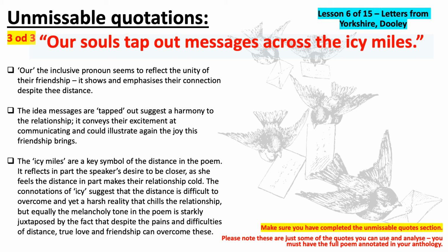And on one level, talking about them as icy almost reflects the speaker's desire to be closer to the countryside and closer to the person she is writing to. It could be on one level suggesting that it may seem like the distance in their relationship makes their relationship cold, as the connotations of icy obviously suggest it is difficult and harsh, maybe that the relationship is chilled by the distance. But equally, the melancholy tone in the poem is starkly juxtaposed by the more upbeat message of the poem, and this idea that despite the pain and difficulty of distance, a truly loving friendship can overcome these icy miles, and you can still have your connection with people and to a place despite that distance.